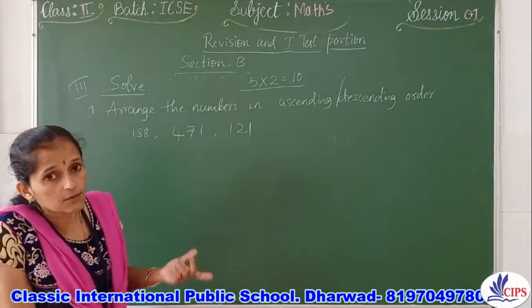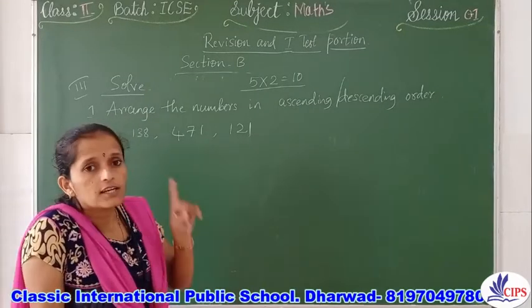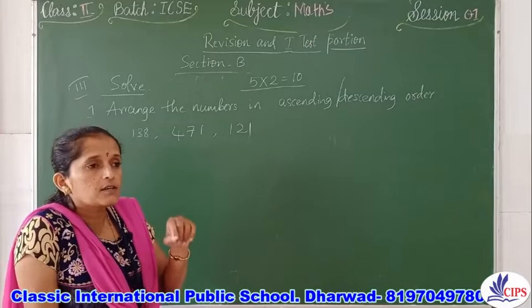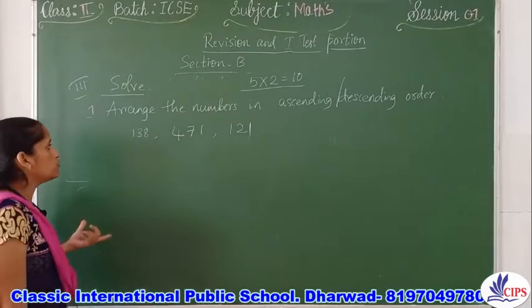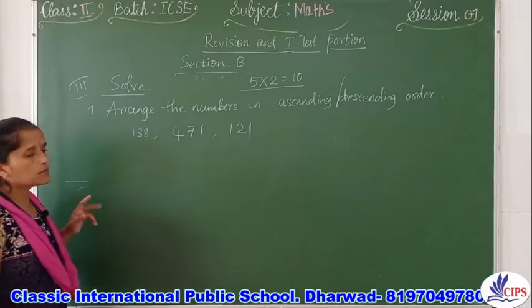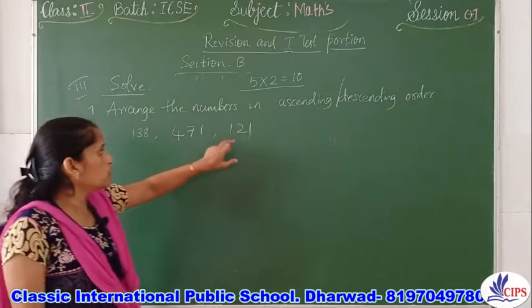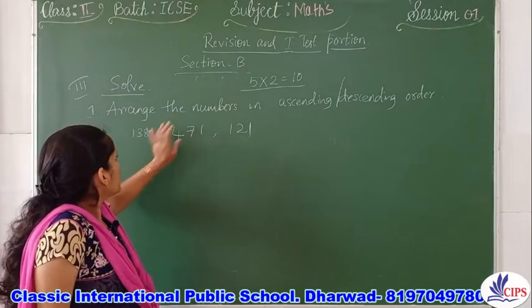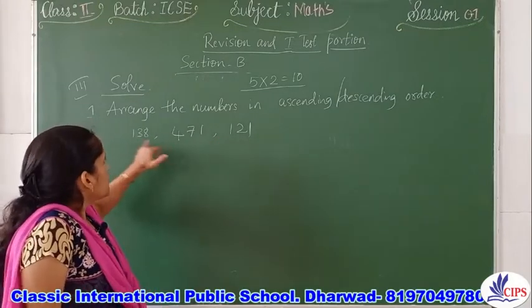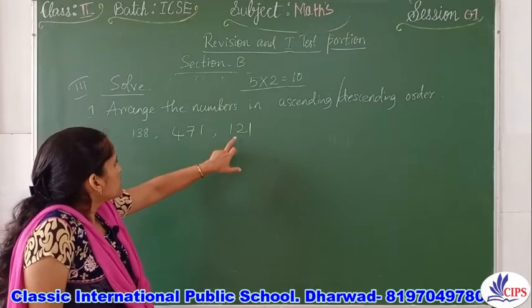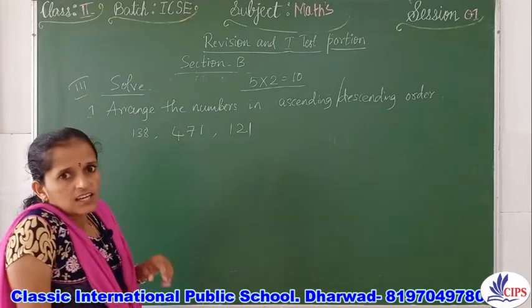But if there is a problem, you need to go number by number, that is by place values. See, check all the 100s places: 1, 4 and 1. Okay, 4 is different, but both are 1 here. So maybe this number is first or this number is first. I am confused.